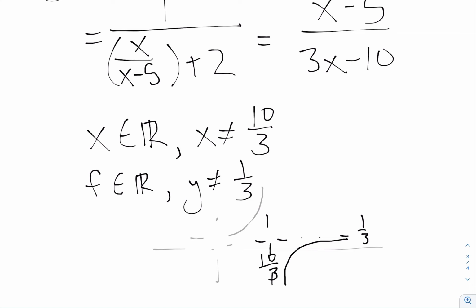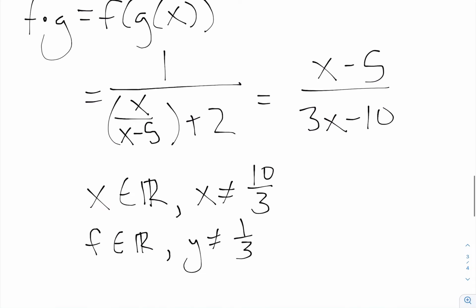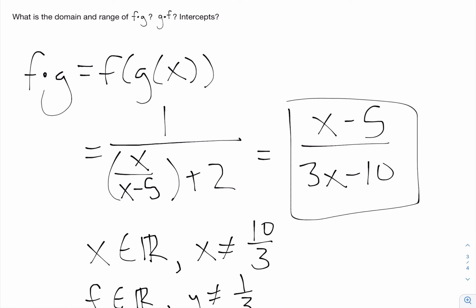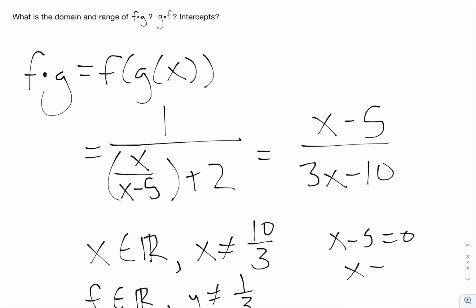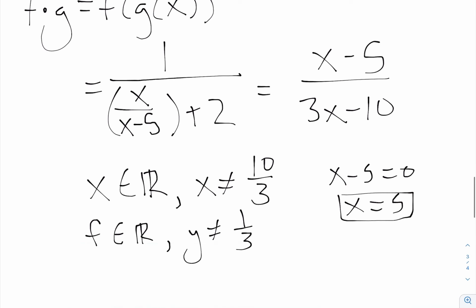Okay, and it also wants the intercepts. If we know that this is our simplified equation here for f of g, the x-intercepts are when the y value is 0, and the y value is 0 when this numerator is 0. So if x minus 5 is 0, that means x is equal to 5. So when x is 5, that's where our x-intercept is going to be. There's only one x-intercept on this graph. And for the y-intercept, that's when x is 0. If we plug in 0 for x, we get 0 minus 5, which is negative 5, over 0 minus 10, which is negative 10. So that'll be positive 1/2.